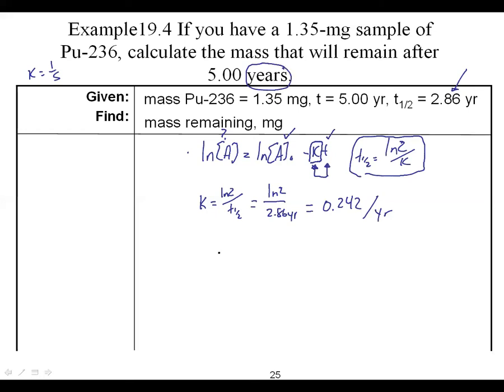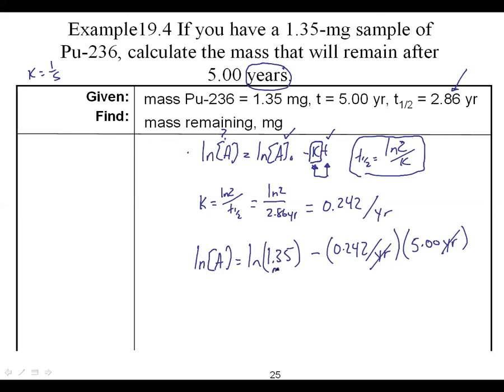So we can solve: the natural log of A would equal the natural log of our initial amount. And again, as I mentioned, something slightly different here, we can just roll with it in its units of milligrams. We don't have to convert it to anything like molarity. It's all okay. Minus the decay constant we just calculated times the years. And again, unit wise, we're good. Years and years will cancel. And technically speaking, this is milligrams, which means our answer should end up being milligrams as well.